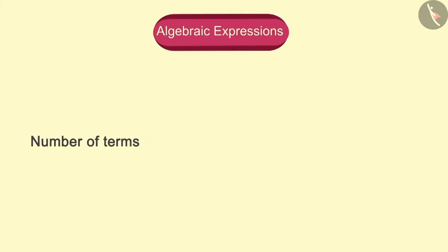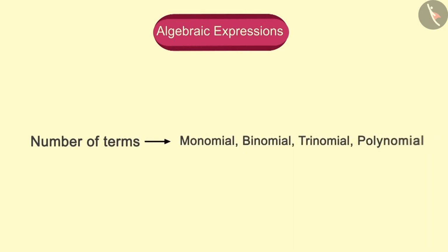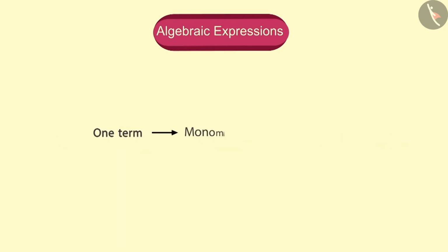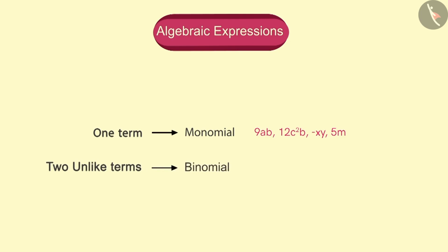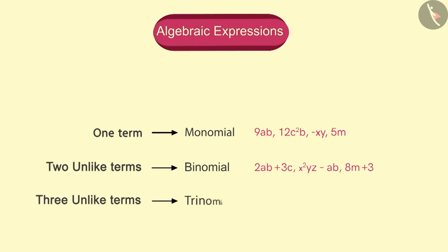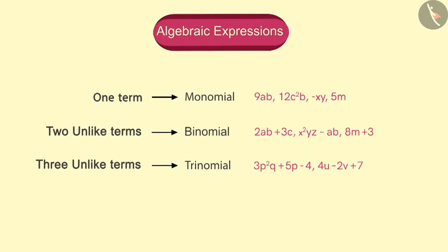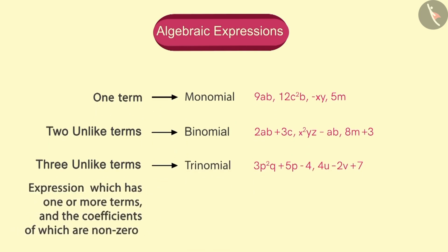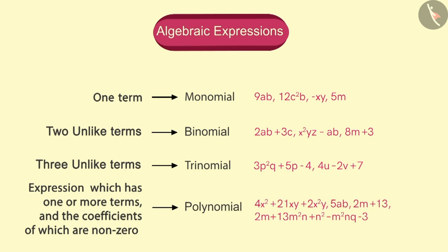On the basis of the terms present in an expression, we can classify the expressions. An expression which has only one term is called a monomial. Here are some examples of monomials. An expression which has two unlike terms is called a binomial. Here are some examples of a binomial. Similarly, an expression with three unlike terms is called a trinomial, etc. In general, an expression in which one or more terms are present and the coefficients of which are non-zero is called a polynomial. These are some examples of polynomials.